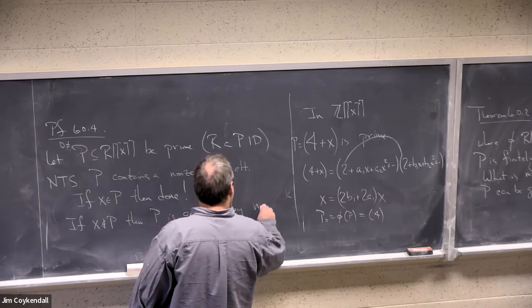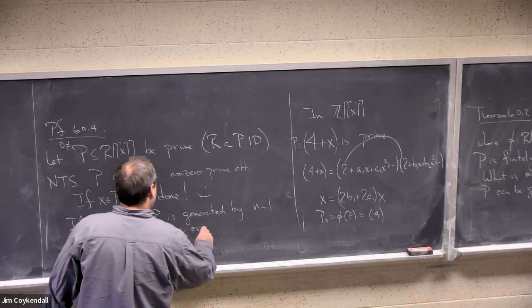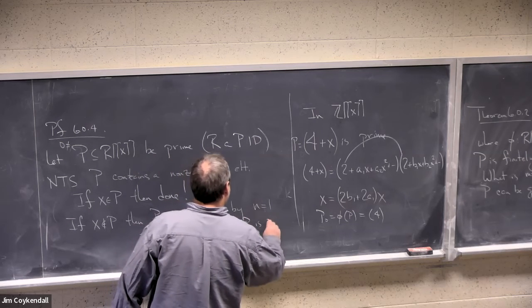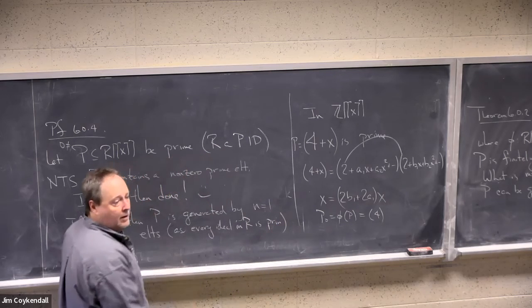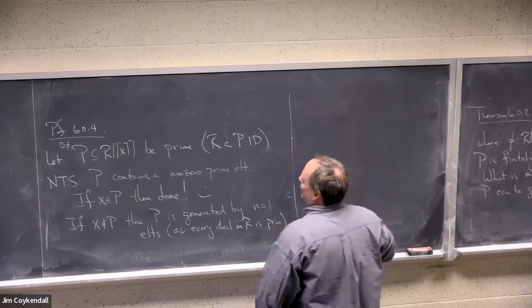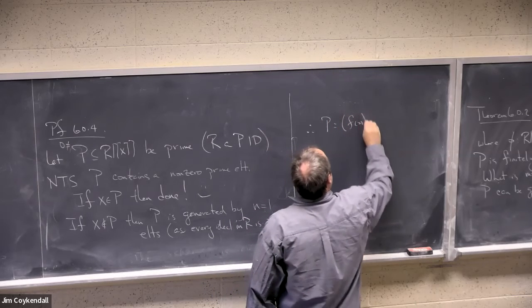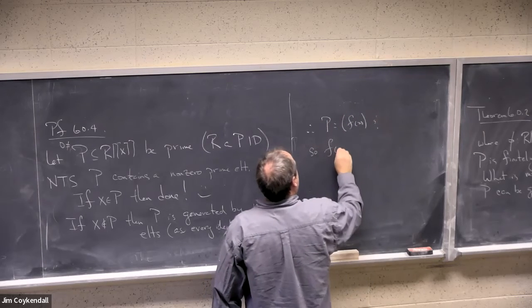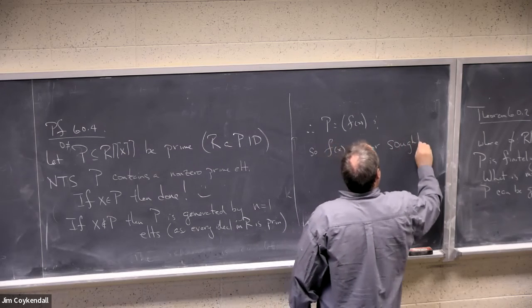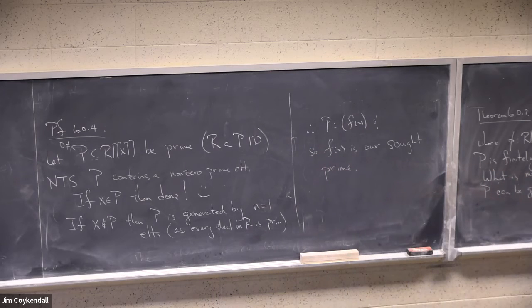By one element, as every ideal in R. So in particular, P naught is principal. Right? Therefore, there you go.